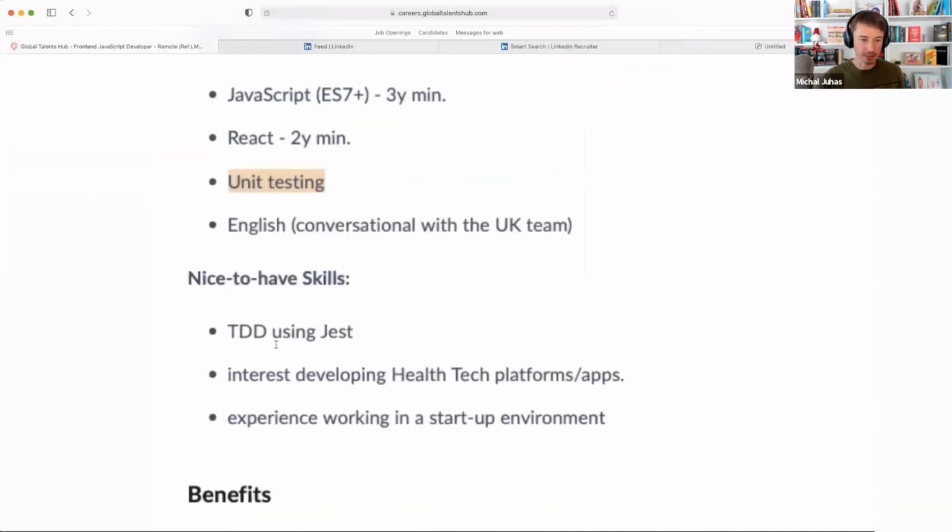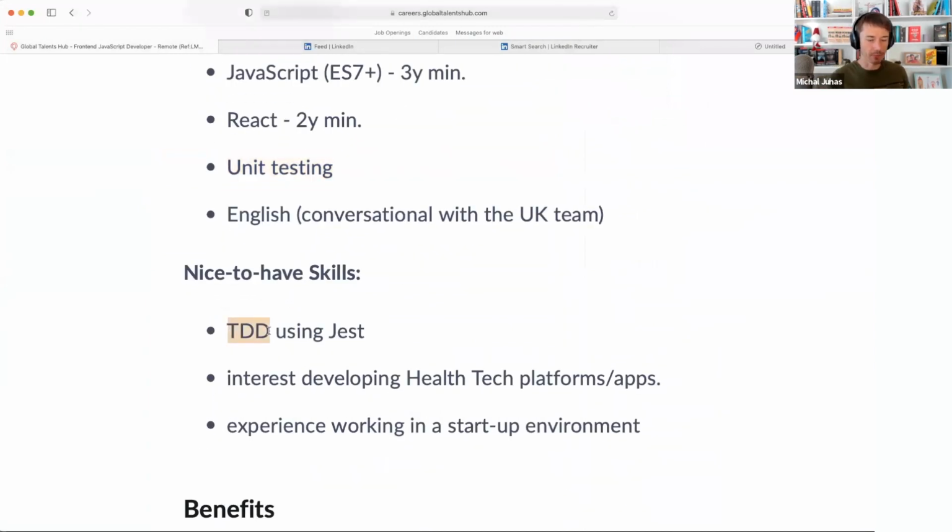And TDD is a methodology. It's a style of development. It means test-driven development. So in other words, developers first write tests. That's why it's test-driven development. They first write tests. I'll type it here: test-driven development, TDD. So they write tests, and only then they write functions.